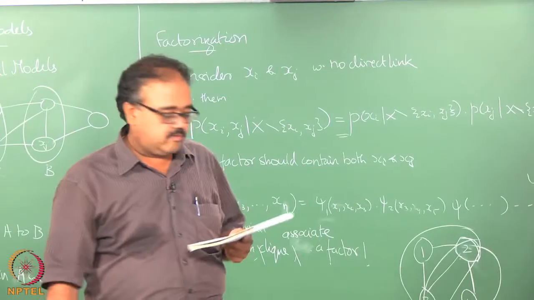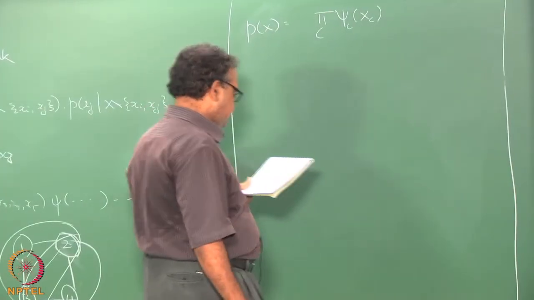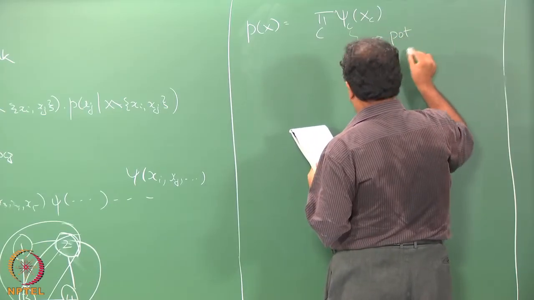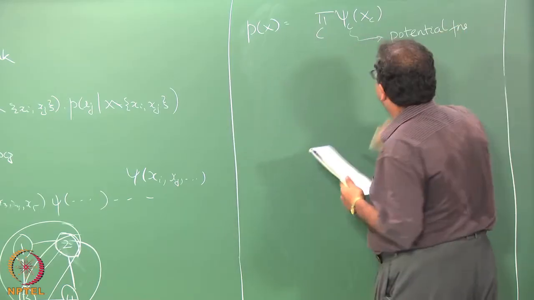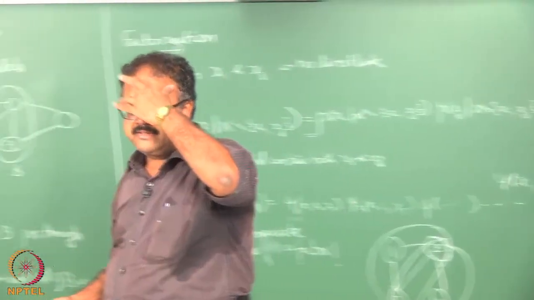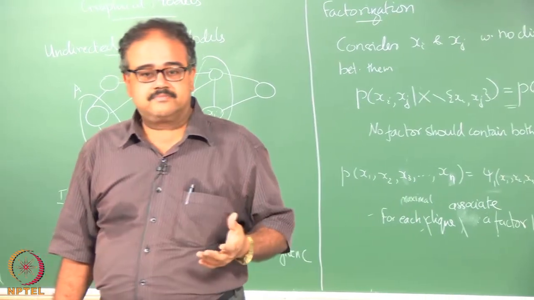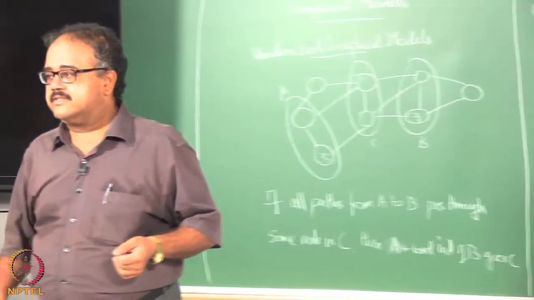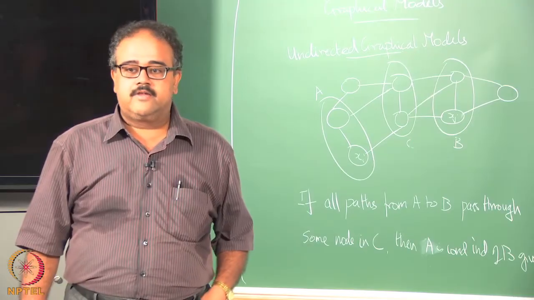So we sometimes call these potential functions. So psi c is a potential function associated with the clique C, and xc is the set of variables that are participating in clique C. So it is a product over all of these cliques.